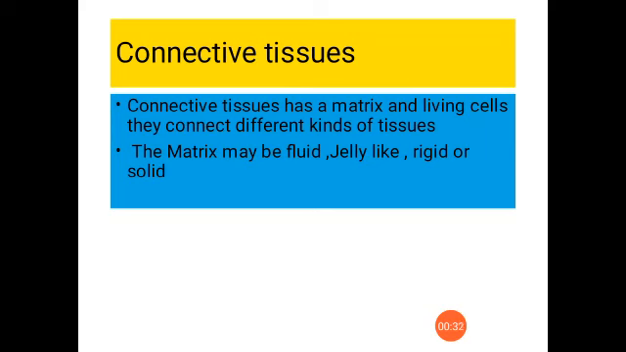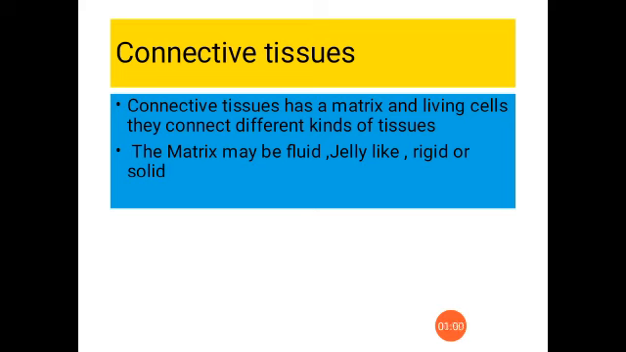So from the name itself, connective tissues help to connect different kinds of tissues. Okay. So one speciality is there. Do you remember what a tissue is? Tissue is a group of cells, isn't it? So this is a very special kind of tissue where you can see living cells, and at the same time you can see a matrix.